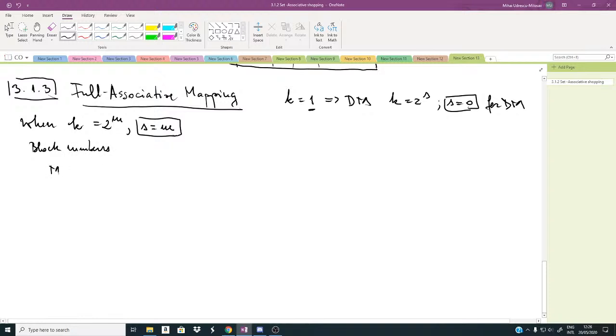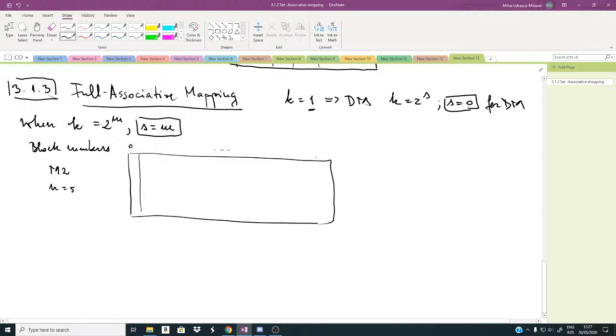For M2, meaning the main memory, n is 5, and you have something like this, from block 0 all the way to block 31, because you have 32 blocks, and you have block 12 over here.